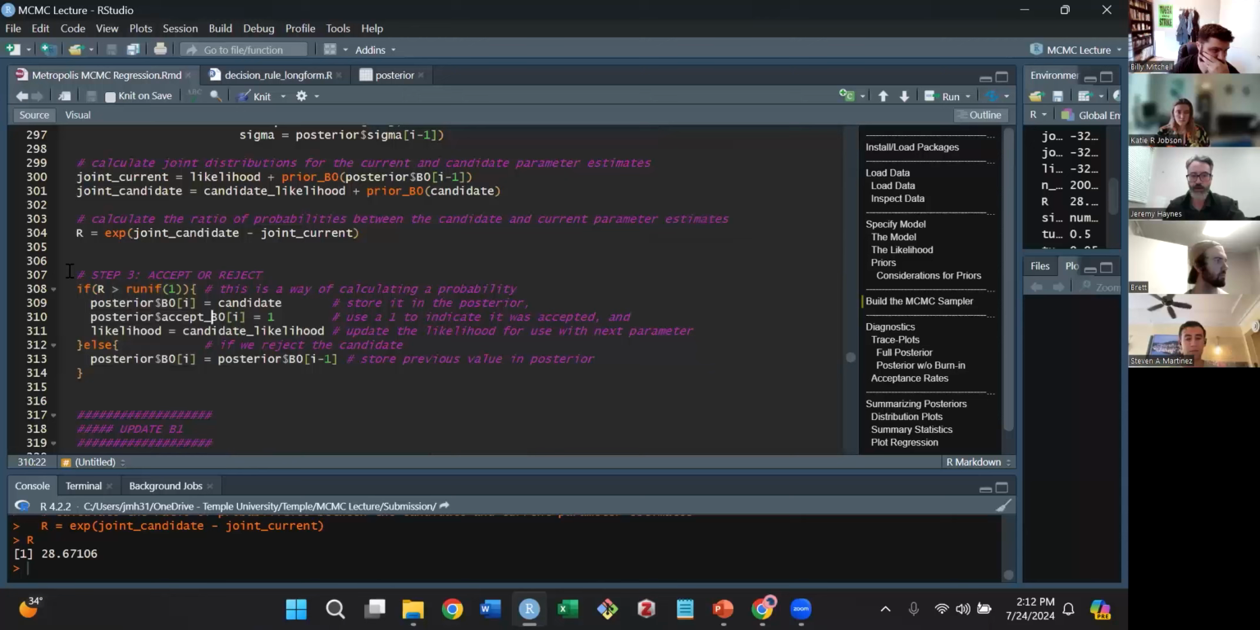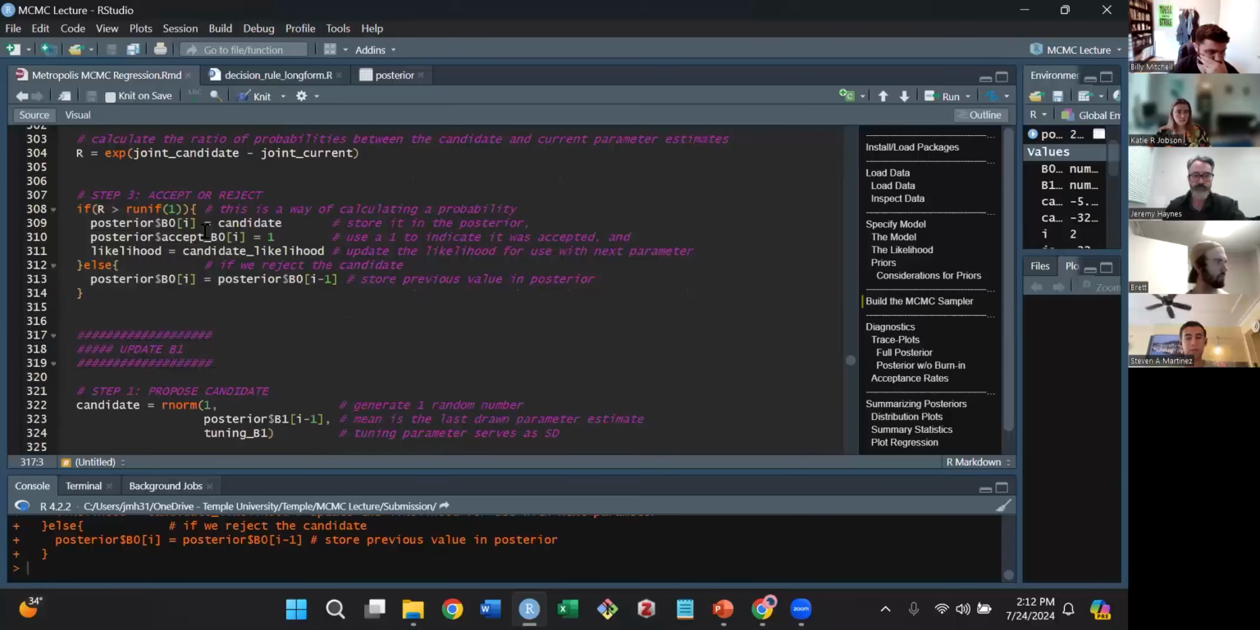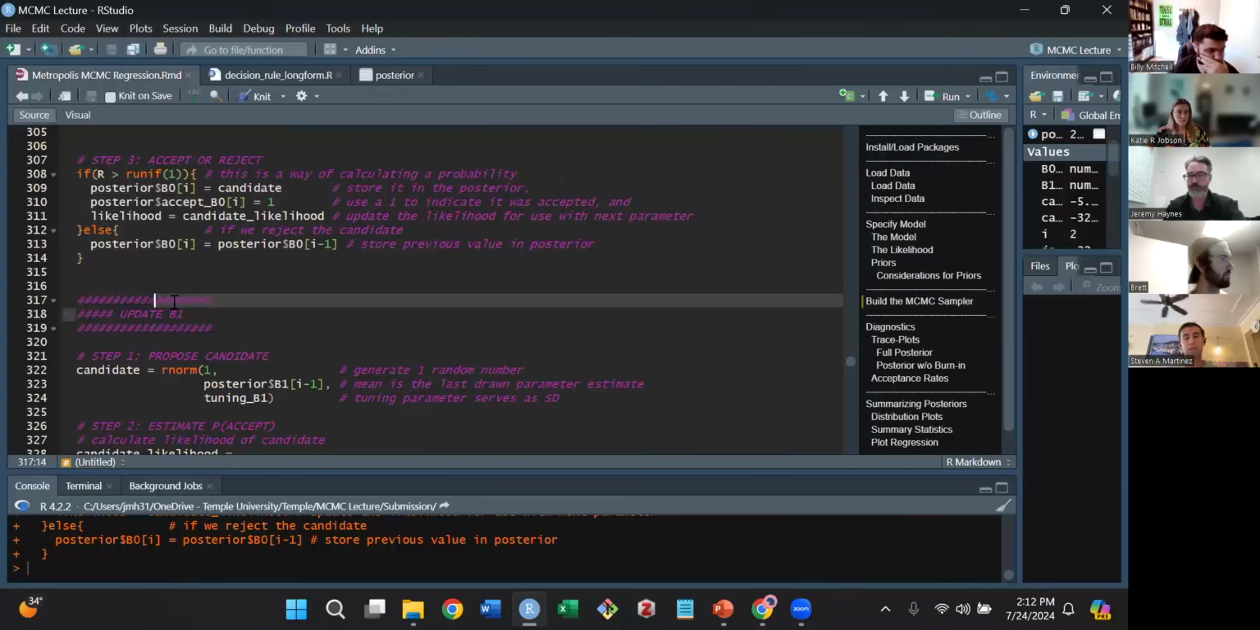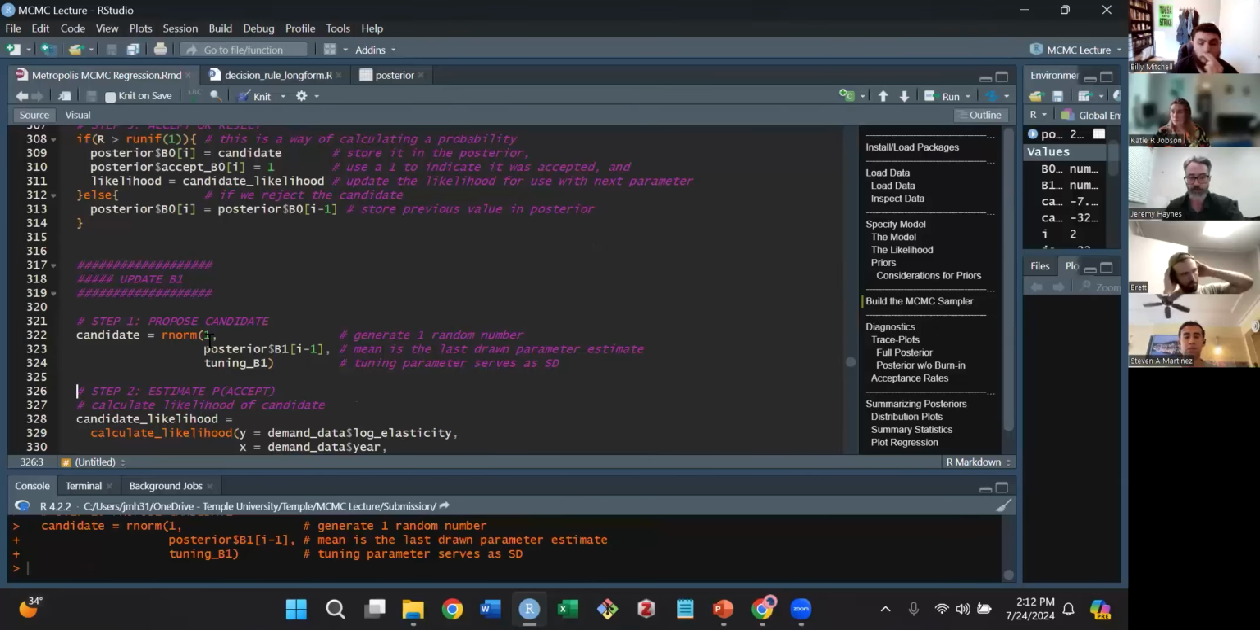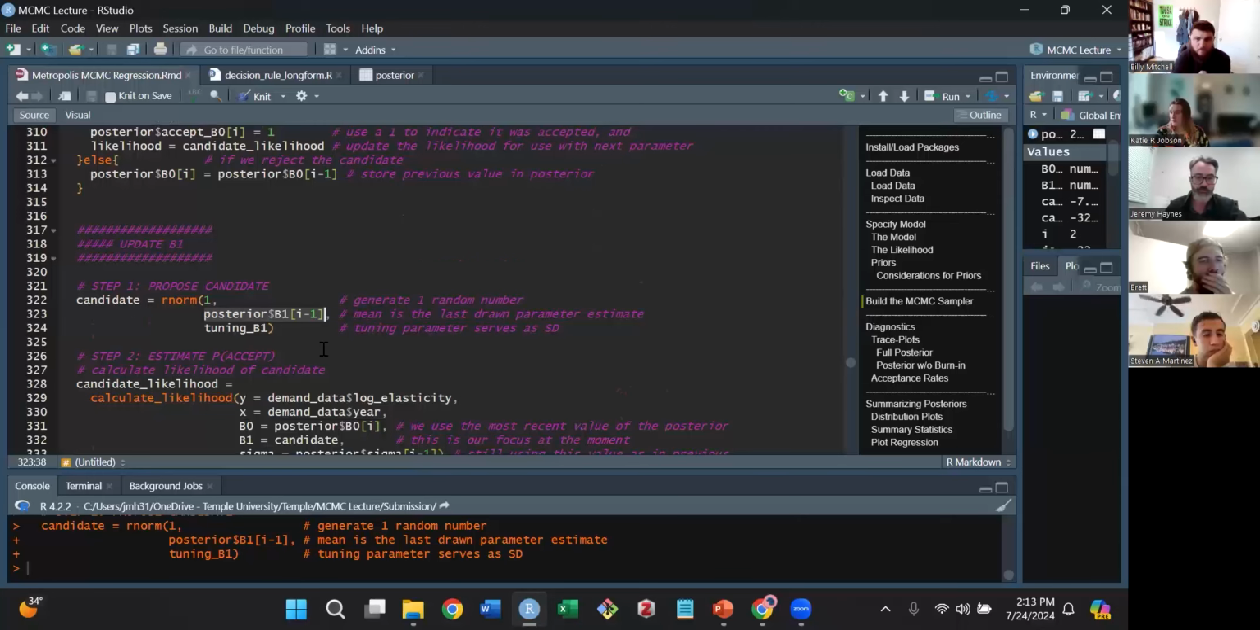Okay, so after we decide whether or not to accept or reject, I think I already ran this. We're going to move on to the next parameter value, in this case the slope coefficient. And it's the exact same process. So step 1 is propose a candidate value. Remember, I had to use a different tuning parameter. That's the only thing that differs here. But we're basing the mean off of the previous sample for the slope.